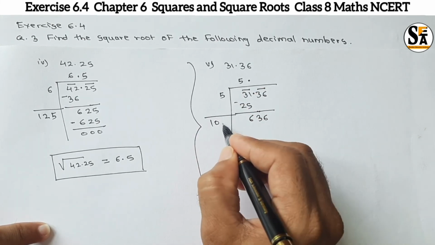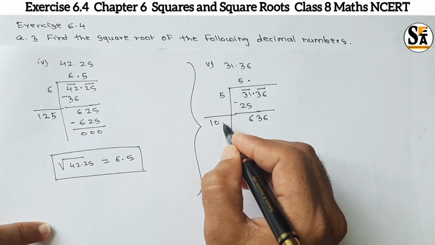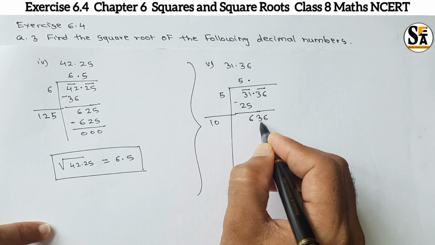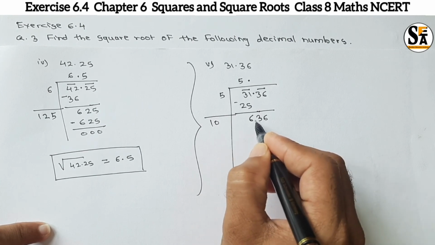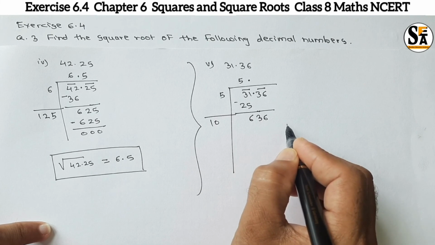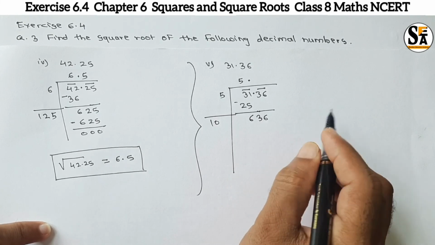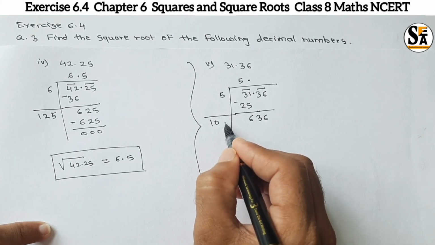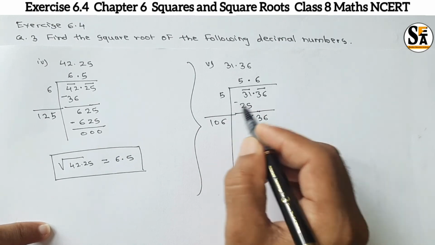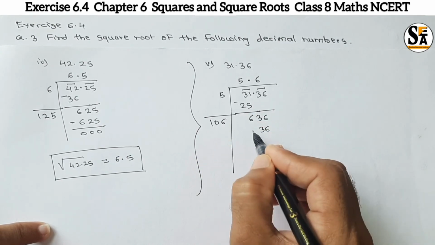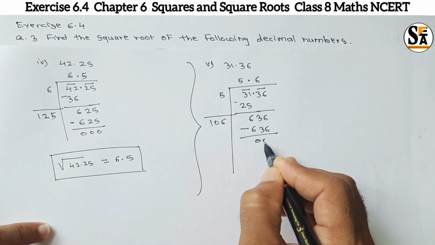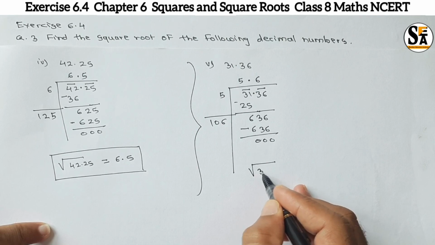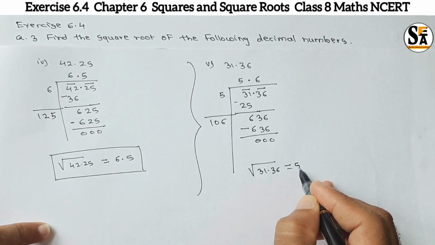Now to guess a number here, we must consider this 63 and 10. 63 is in the table of tens. 63 is in between 60 and 70. So if we write 6 here, and here also, we get 6 6s are 36 and 6 as it is. So subtraction is 0. Remainder is 0. This is a perfect square number. So the square root of 31.36 is equal to 5.6.